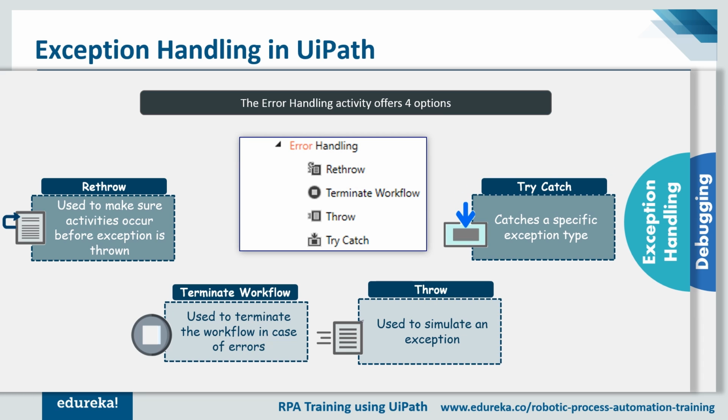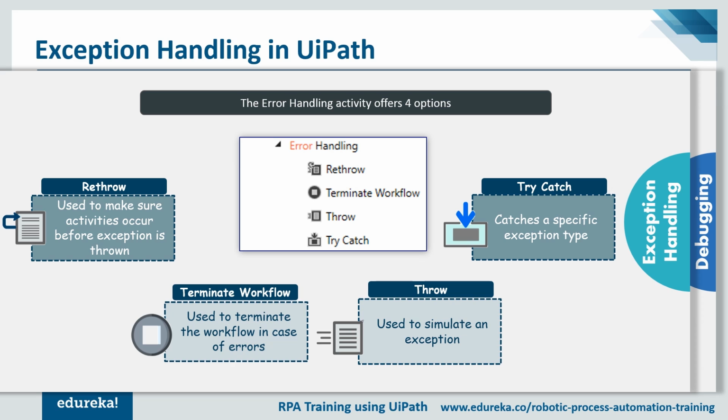So the try catch activity is basically used whenever you want to perform error handling and you want to catch a specific exception type. When you use the try catch activity, whatever you want to test, or maybe a list of activities that you want to test, you can just put it in the try section. And then if any error occurs in those activities which are put in the try section, those errors can be handled by using the catch section.